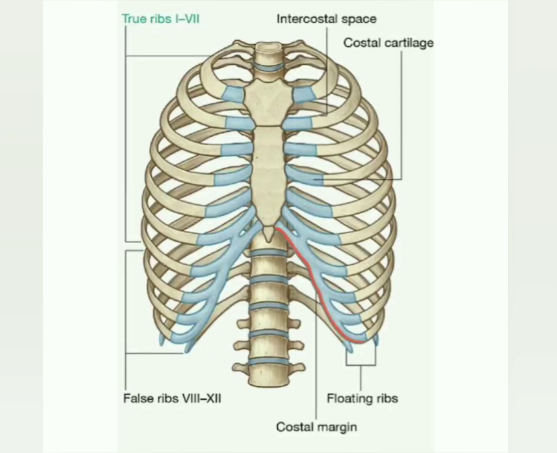The 11th and the 12th rib are called the floating rib because they do not attach anywhere anteriorly, but they have a cartilaginous end. So it is clear from this picture that first to 7th ribs are called the true ribs because they directly attach themselves to the sternum. 8th to the 12th rib are called the false rib because they do not directly attach to the sternum.